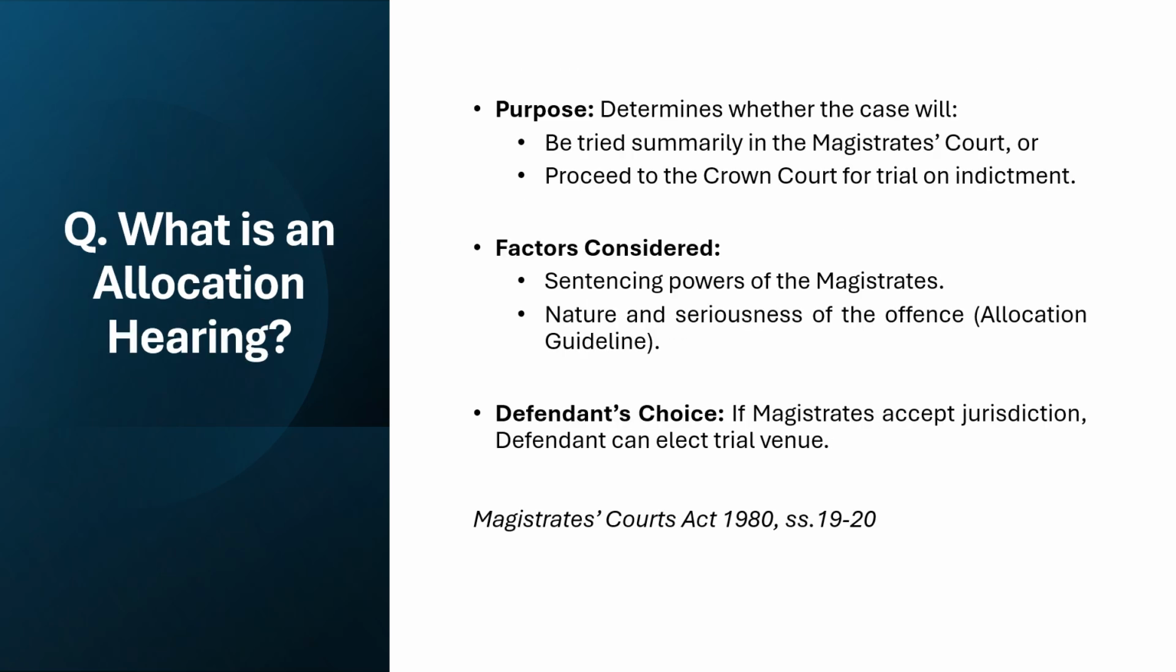So then what is an allocation hearing? The purpose of this is to determine where the case will be tried: summary in the magistrates' court, or proceeding to the Crown Court on a trial on indictment. The court considers a couple of factors: the sentencing power of the magistrates, the nature and seriousness of the offence, the allocation guidelines given to magistrates, and the defence choice. If the magistrates accept jurisdiction, the defendant can elect trial venue, either the magistrates or the Crown Court. Magistrates, summary trial. Crown Court, trial by indictment. Check out sections 19 to 20.